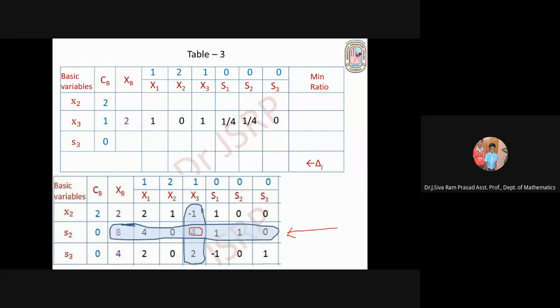You need not write decimals here; just keep the fractions as it is. So first divide pivot row by pivot element 4, and write in the second row. Next, fill the columns of basic variables. First variable is X2, X2 column: first place 1, remaining entries zeros. Delta J also 0. X3, second place 1, other places zeros. S3 column, third place 1, other places zeros.